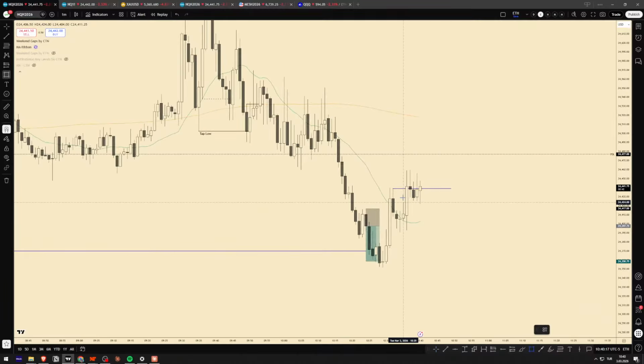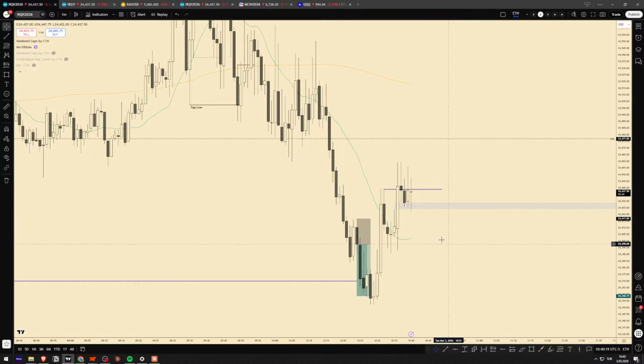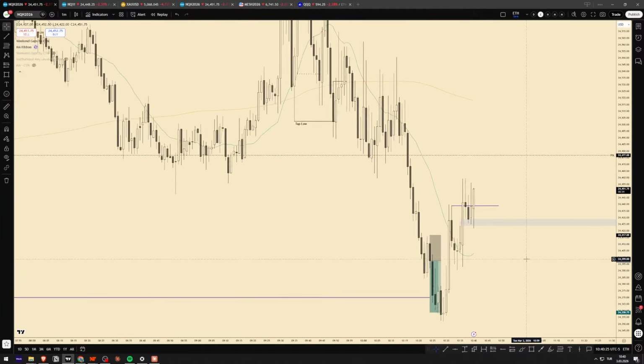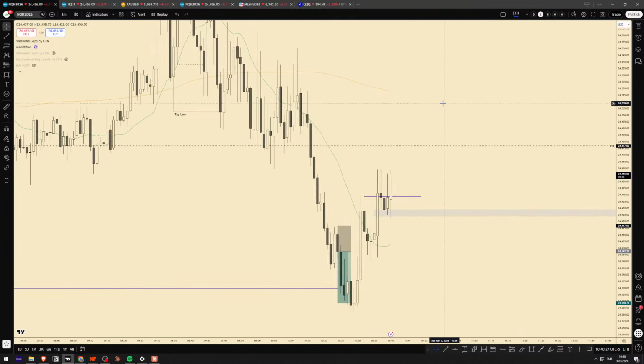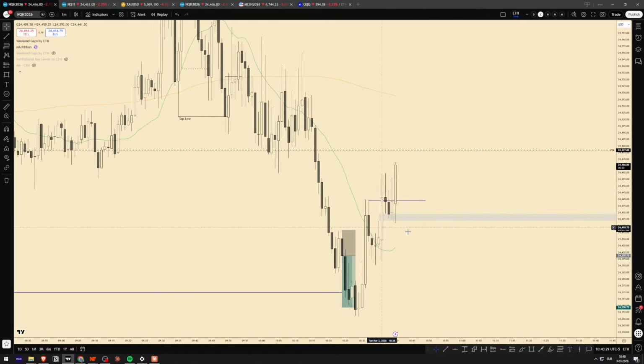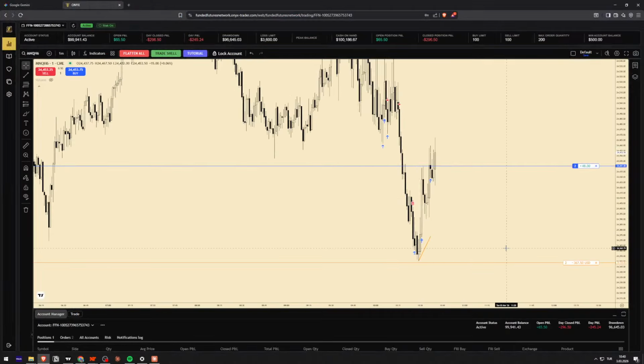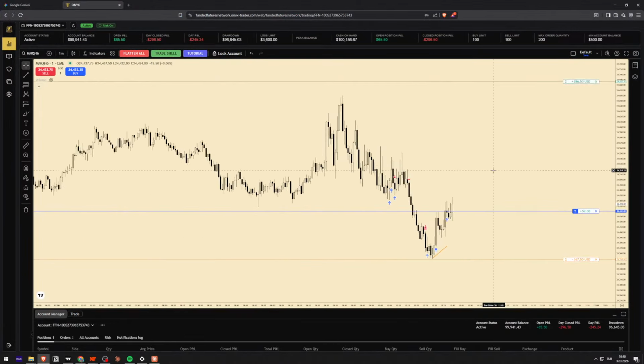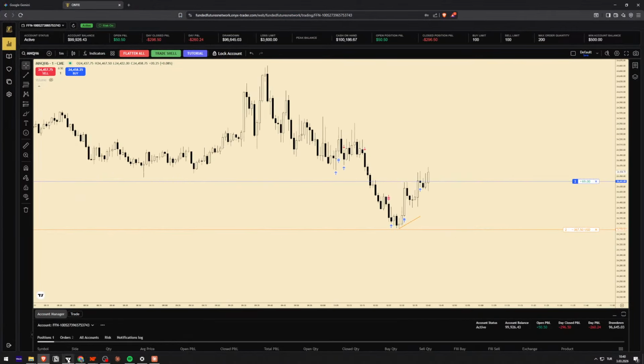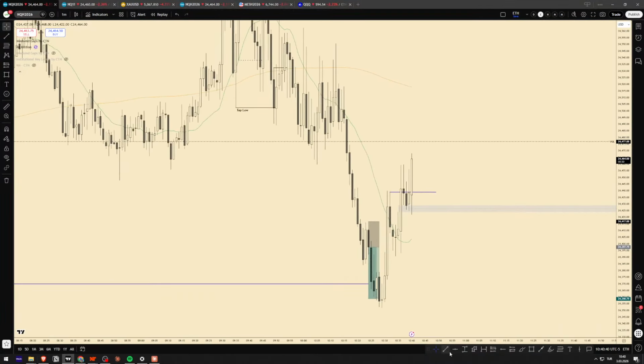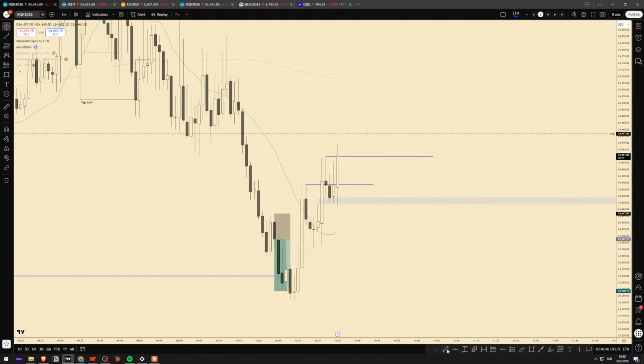It's nice to see price staying above this imbalance. I don't want to see strong closures below it. I mean, sometimes it closes and then turns back higher, but it's nice to see this one and nice to see this expansion higher. If price closes above this over here, I am trailing my stop loss to this low.